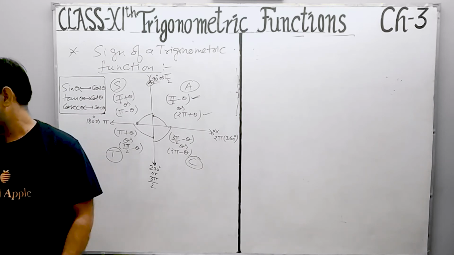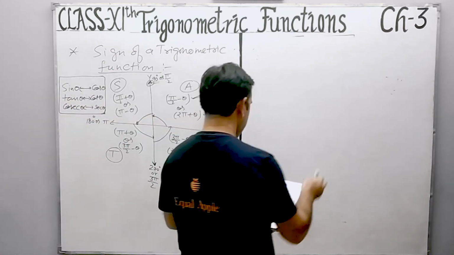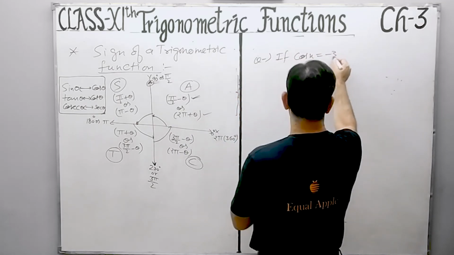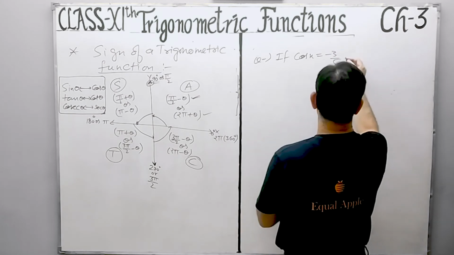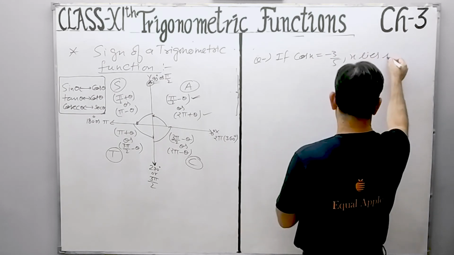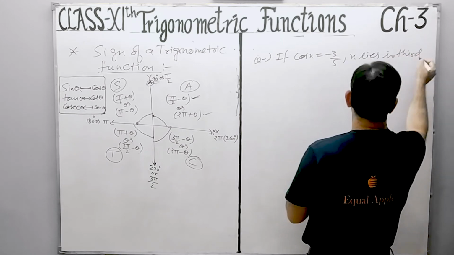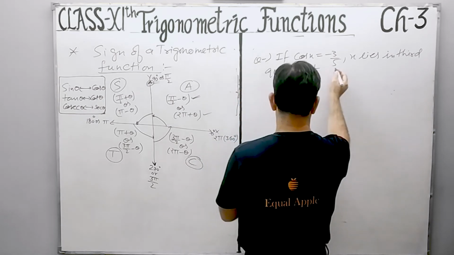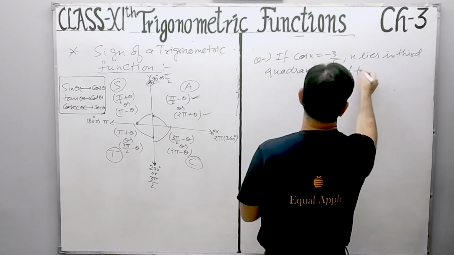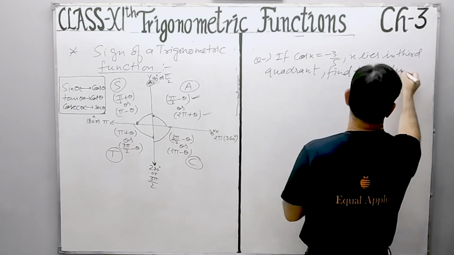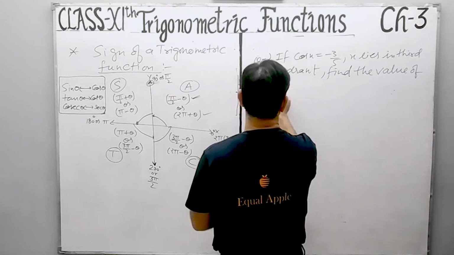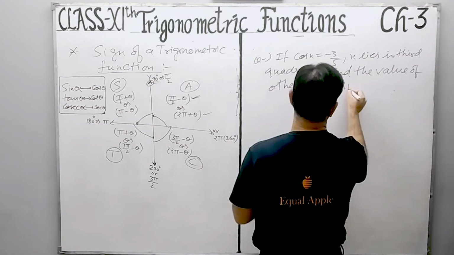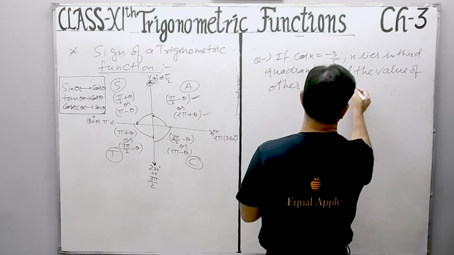So I am taking some questions here. The question is, if cos x equals minus 3 by 5, where x lies in the third quadrant, then find the value of the other 5 trigonometric ratios.